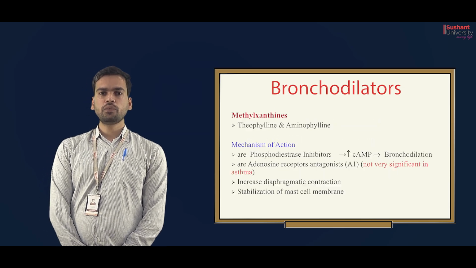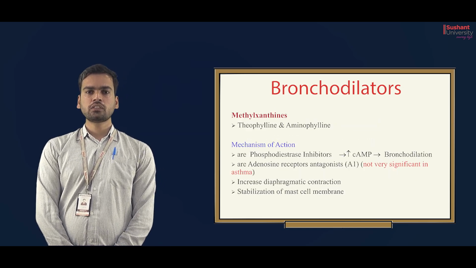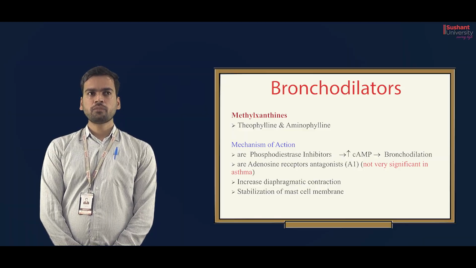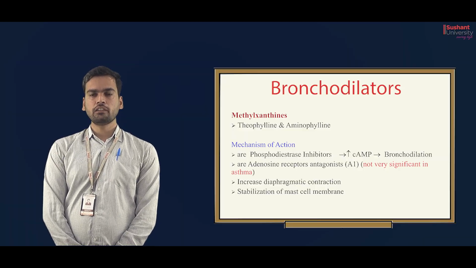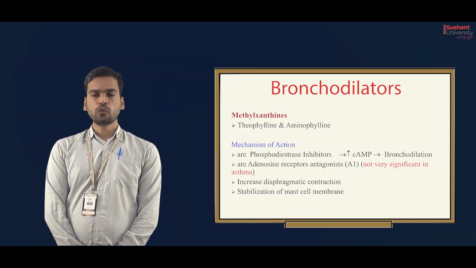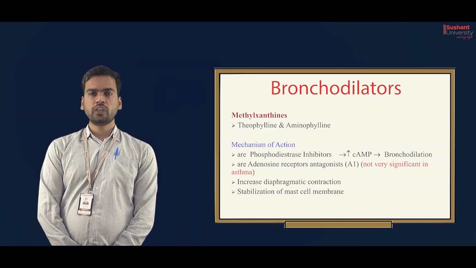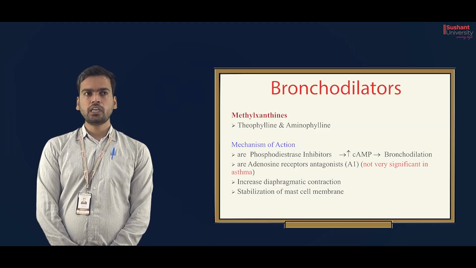Third, we have the methylxanthines, which are also drugs that come under the category of bronchodilators. These basically include theophylline and aminophylline. They are phosphodiesterase inhibitors. They basically increase cyclic AMP and produce bronchodilation effects in our body.